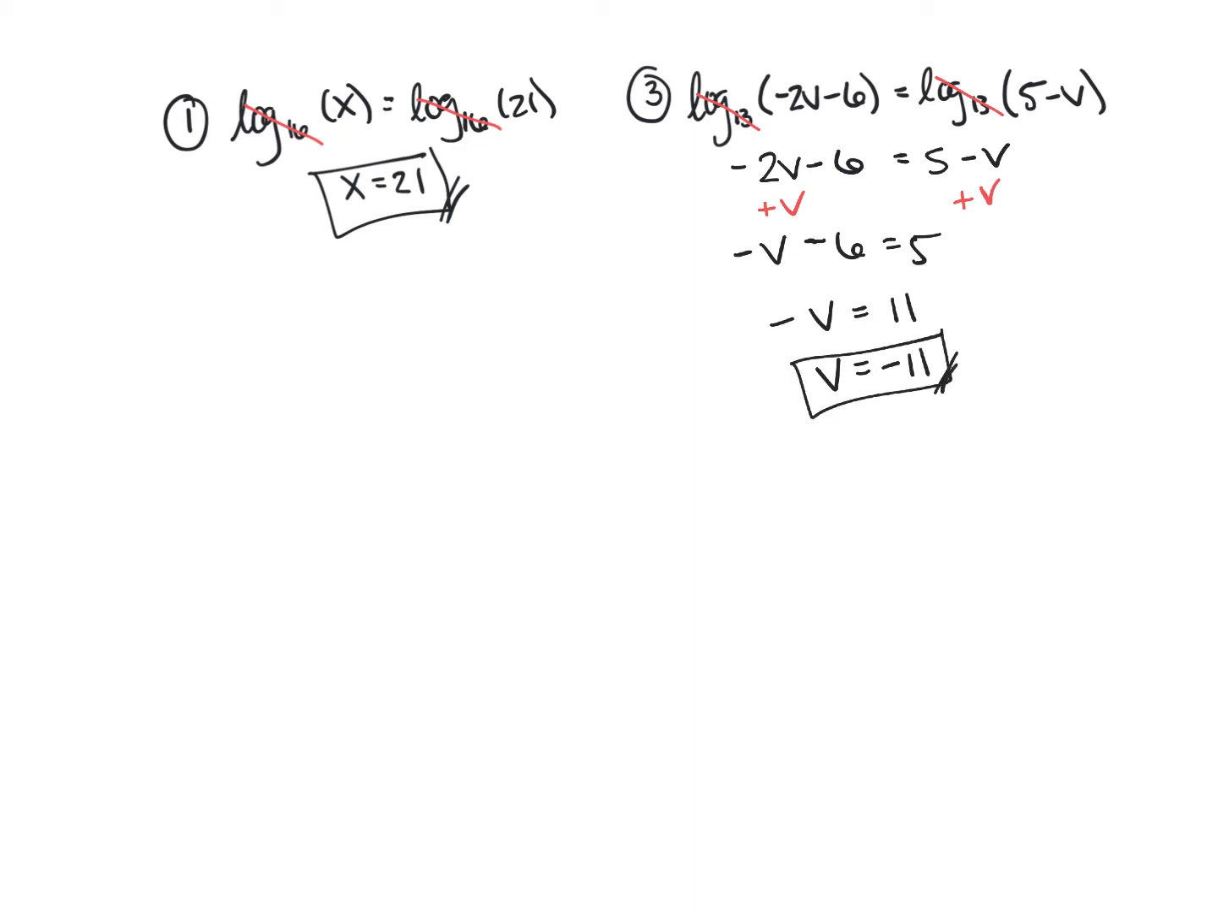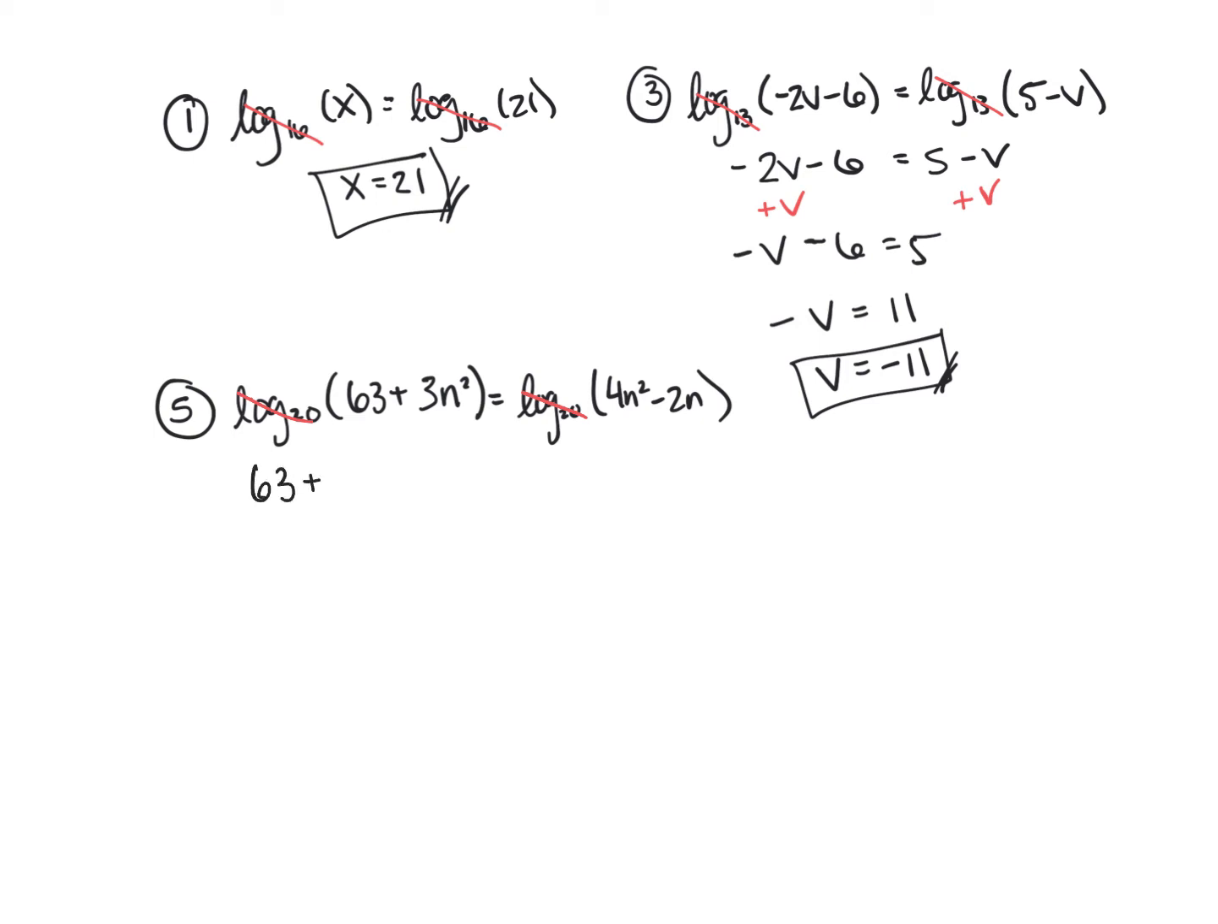Let's try one more with this type of rule. This will be problem number 5. We'll have log base 20 of 63 plus 3n squared is equal to log base 20 of 4n squared minus 2n. So 2 logs of the same base set equal to each other means we can cancel out the logs and set their arguments equal to each other. So 63 plus 3n squared is equal to 4n squared minus 2n.